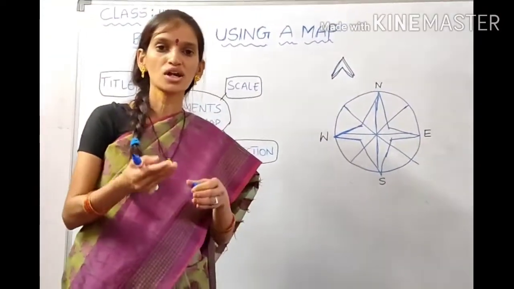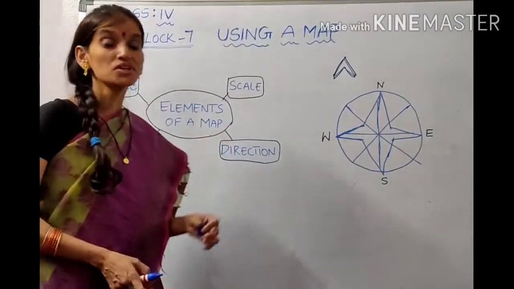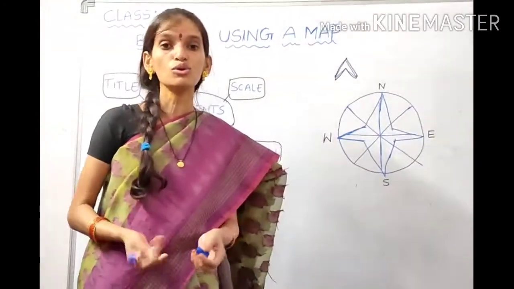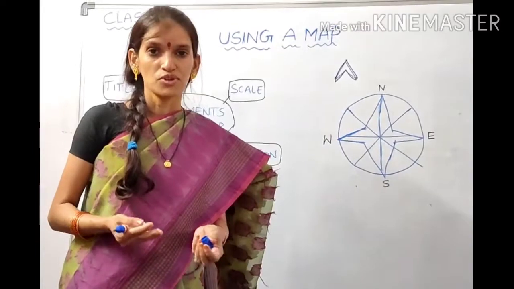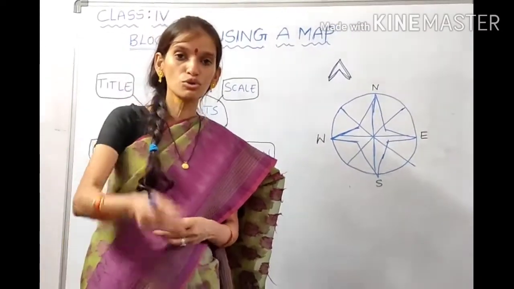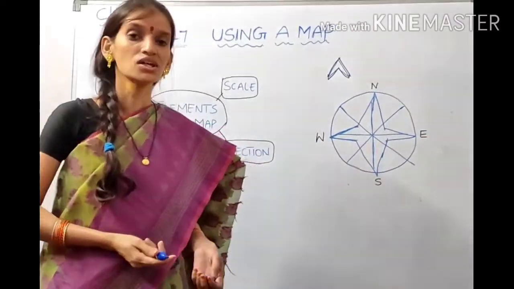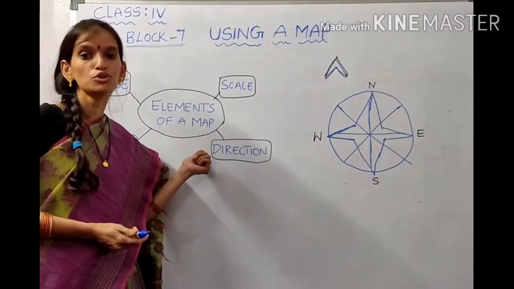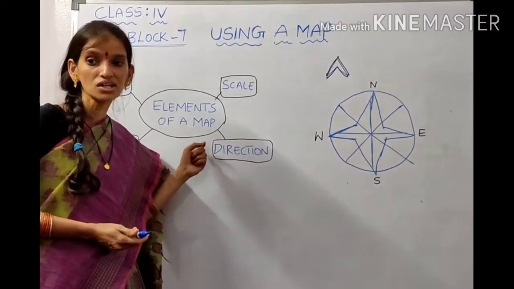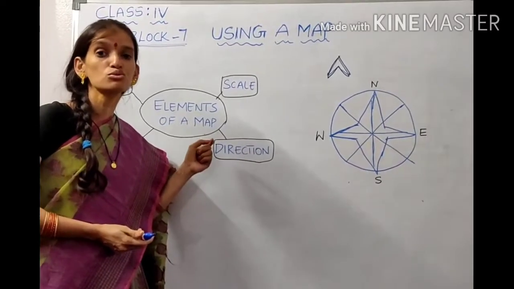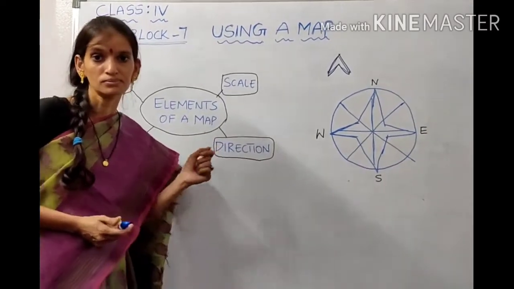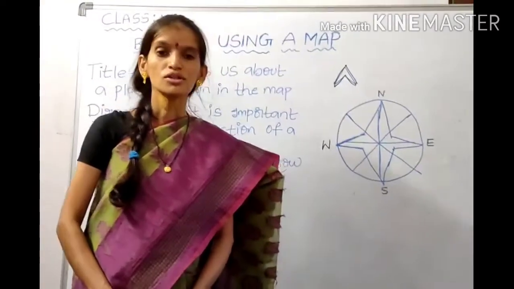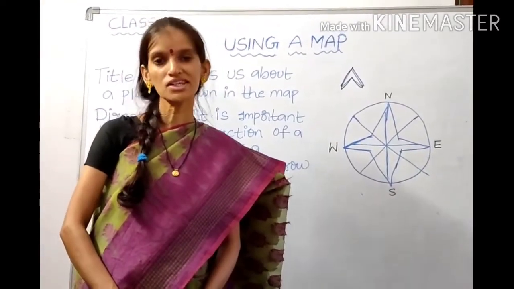So you have to write these elements, which help us to know about the map, how to go to other places and everything. It will tell us. These elements of a map are very important to read the map. They help us to read the map. Let us know these elements of a map in detail.